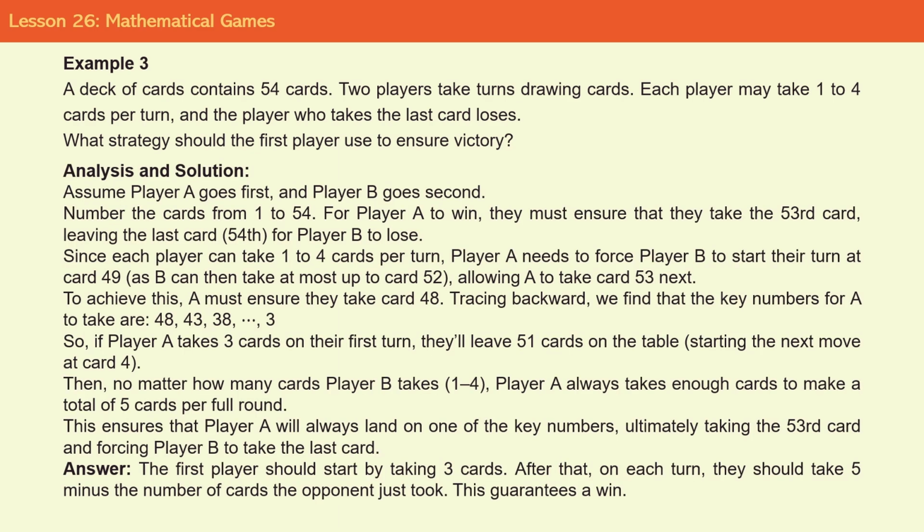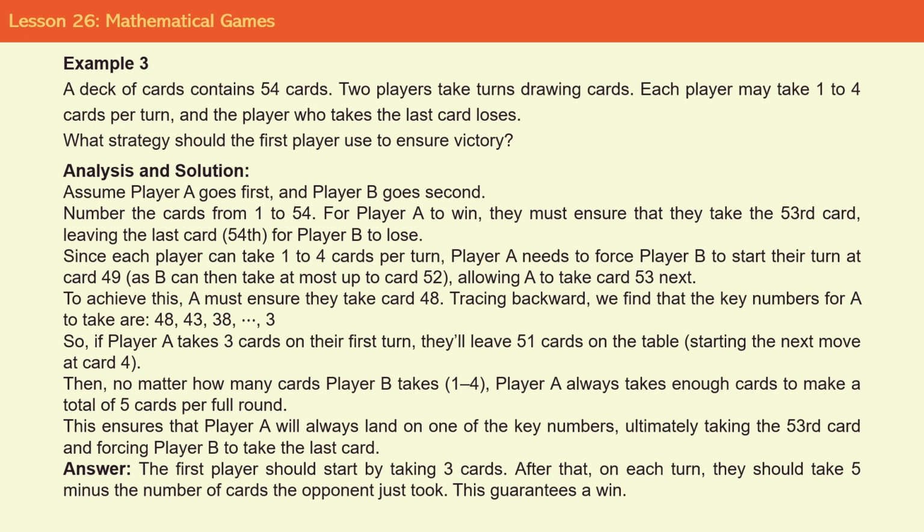Assume player A goes first, and player B goes second. Number the cards from 1 to 54. For player A to win, they must ensure that they take the 53rd card, leaving the last card, the 54th, for player B to lose. Since each player can take 1 to 4 cards per turn, player A needs to force player B to start their turn at card 49, as B can then take at most up to card 52, allowing A to take card 53 next. To achieve this, A must ensure they take card 48.